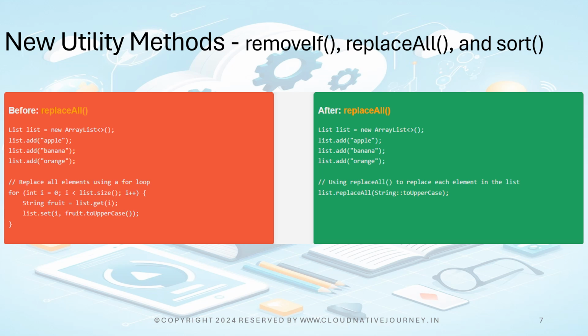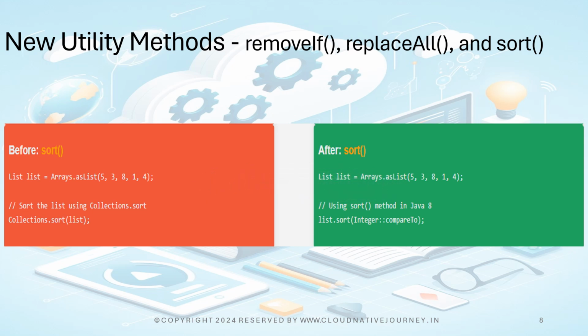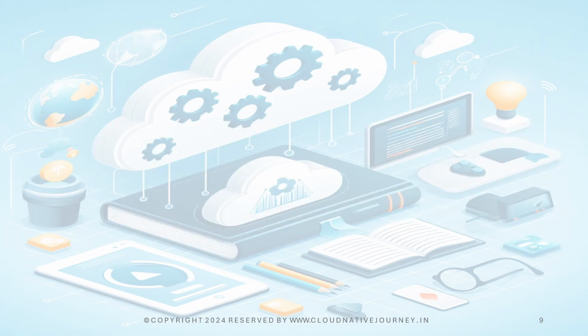Then finally, we have the sort method, which allows you to sort a list directly using a provided comparator. These methods are super useful and save you from writing boilerplate code when manipulating collections. In this example, we have added code snippets where we used to sort a list before the introduction of the sort method and after the introduction of the sort method.